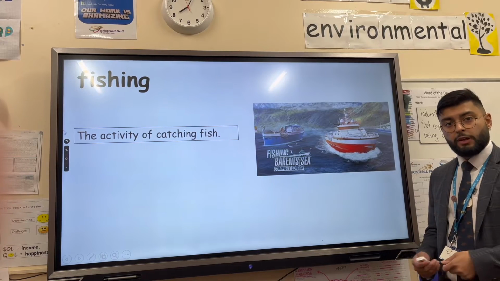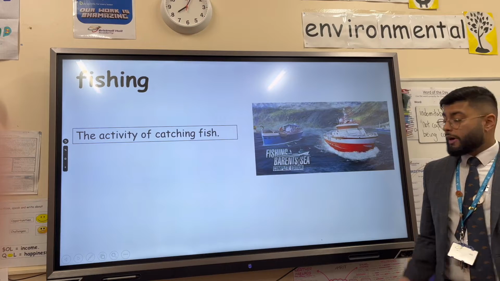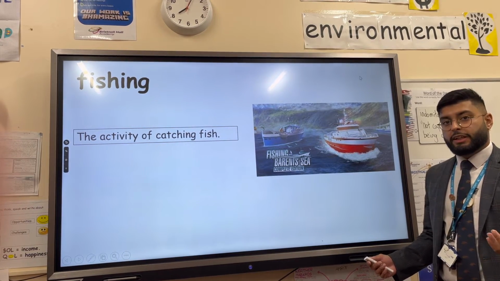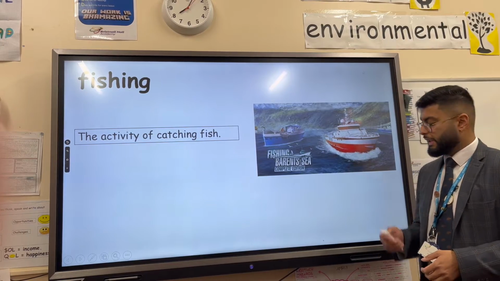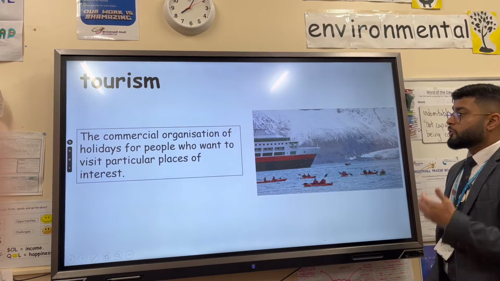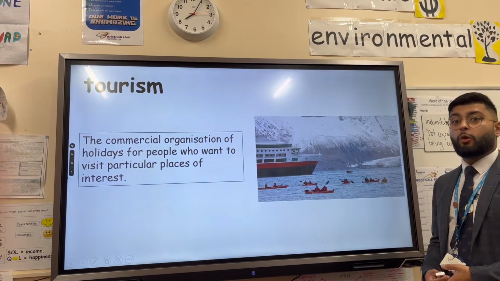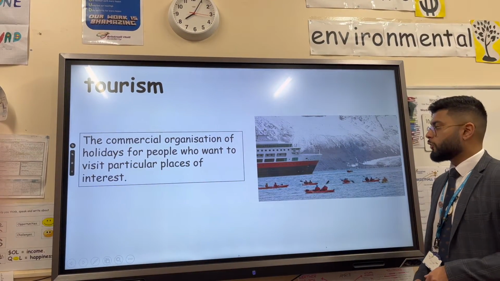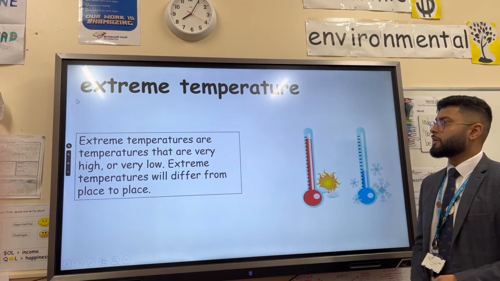Fishing, nice and simple, the activity of catching fish. And as you can see, the great video game, Barents Sea Fishing, made about just how much fishing goes on in the Barents Sea around Svalbard. Tourism is the industry or the organisation of holidays and all the provision of services for tourists. And adventure tourism, in particular in Svalbard, is really popular.